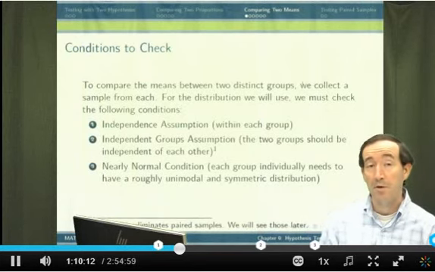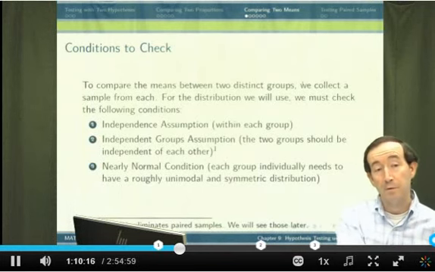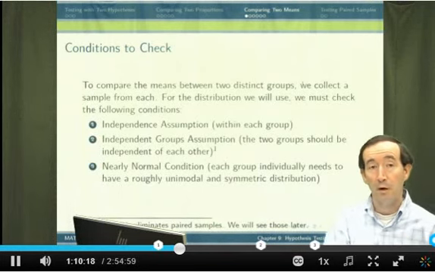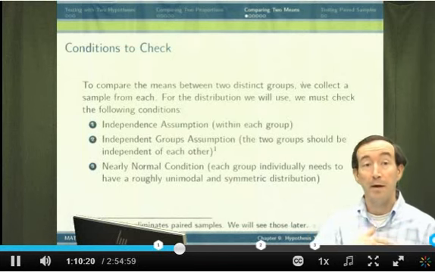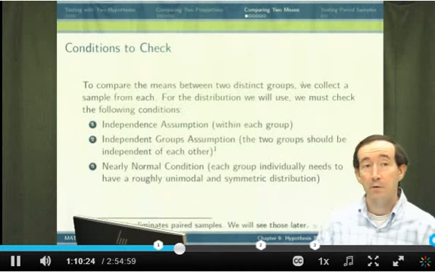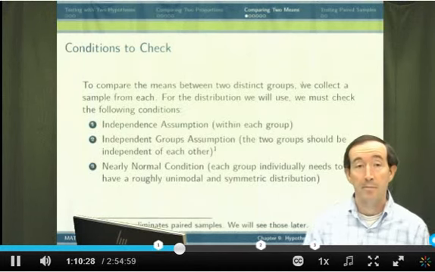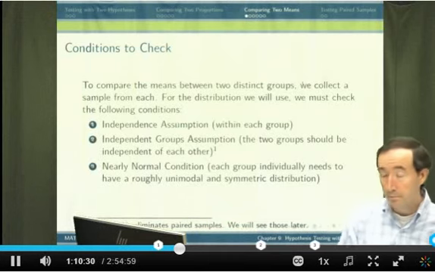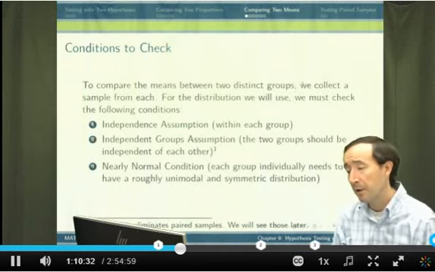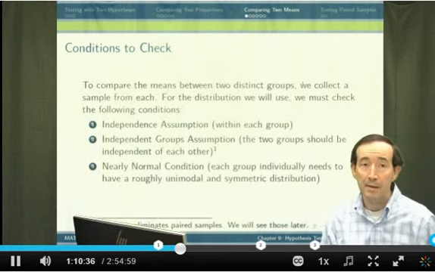It is an important consideration, however, because if you can see a reason why the members you surveyed or included in your sample in group 1, their average might help you to find the average in group 2, then in that case you don't necessarily have independent groups, and that breaks this distribution down. The last condition we need is the nearly normal condition, because we're looking at means here.